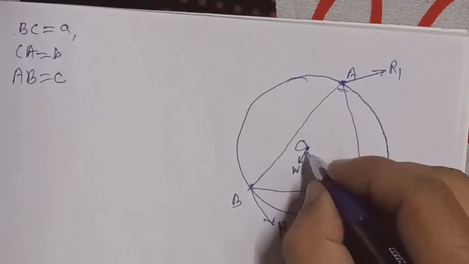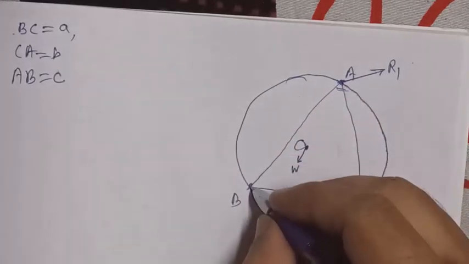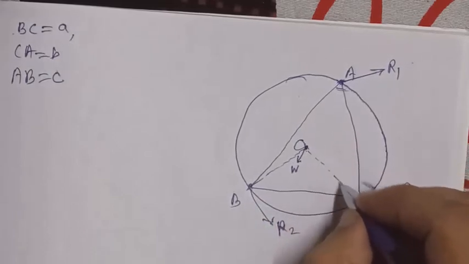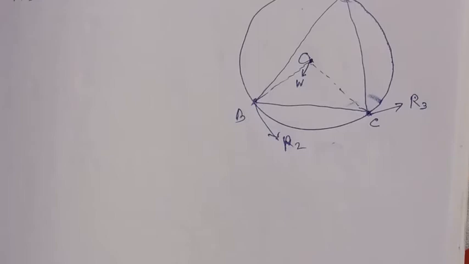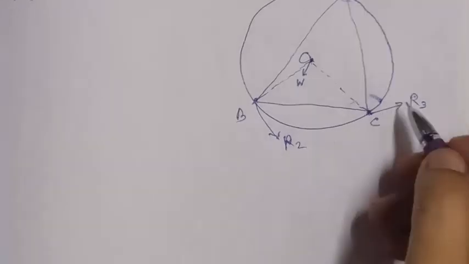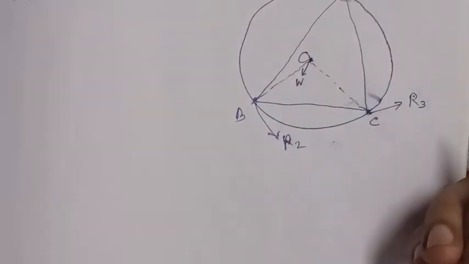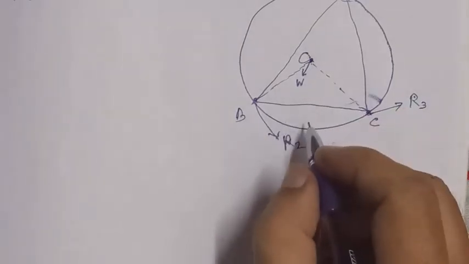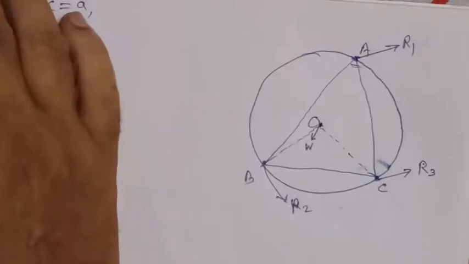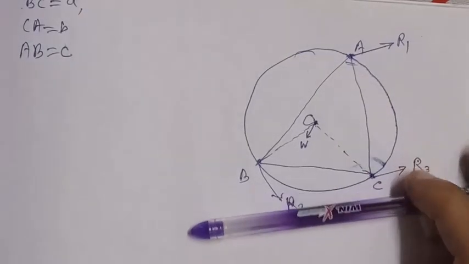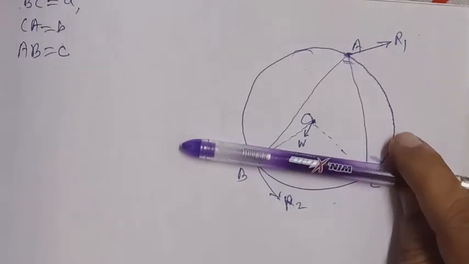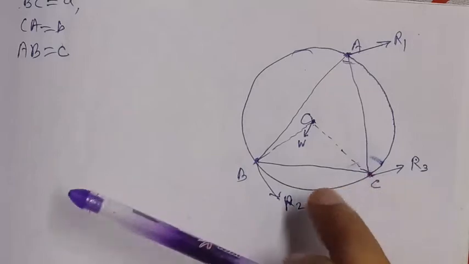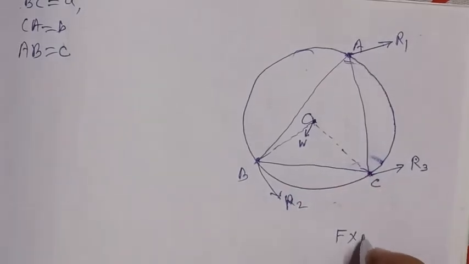Now join the center of the circle to points B and C. We use moments here. So we find the respective distances from the line of rotation to the forces. We take the line of rotation as BC, meaning we take moments about BC. Because R2 and R3 pass through line BC, the moment about BC of R2 and R3 is zero, because moment is equal to force into distance.